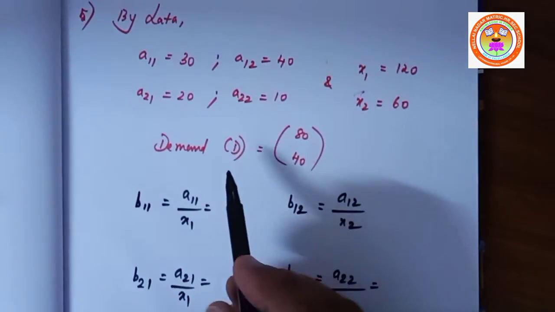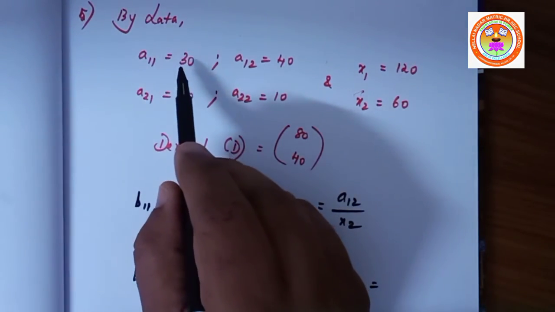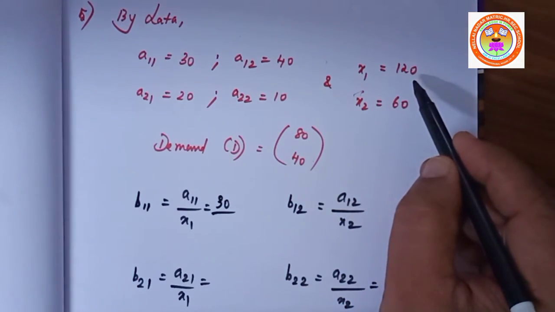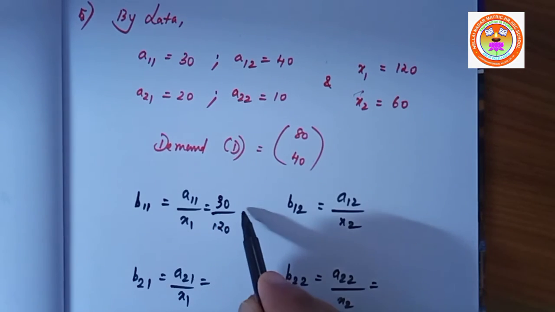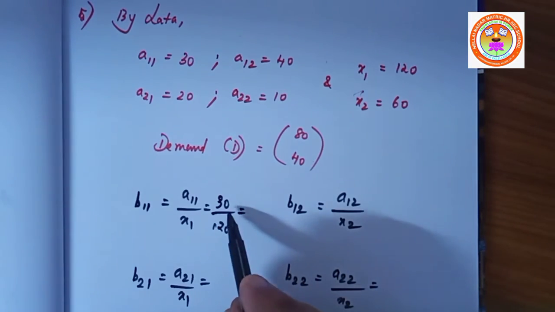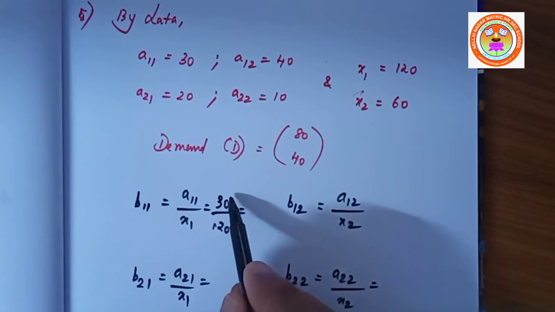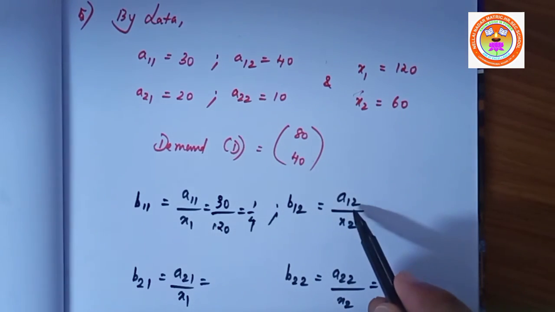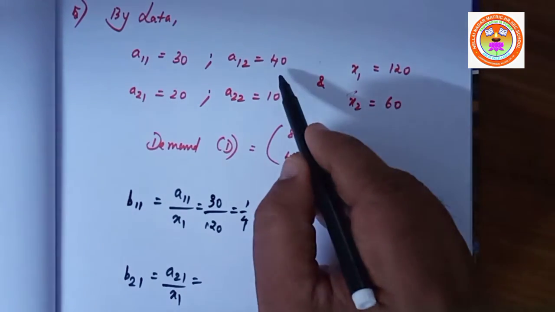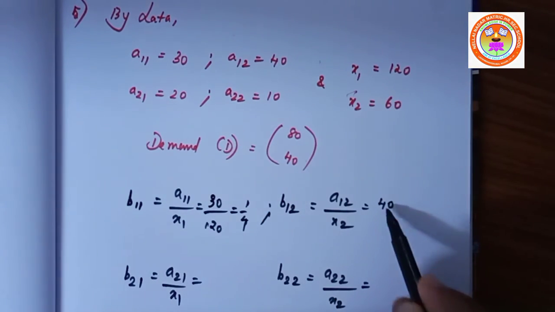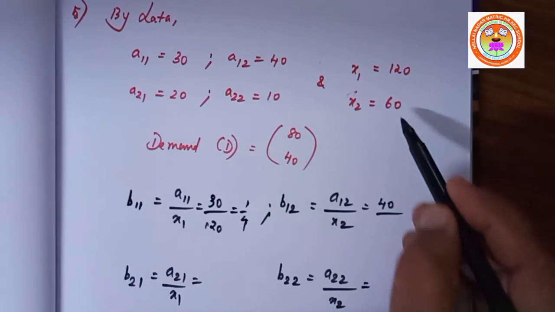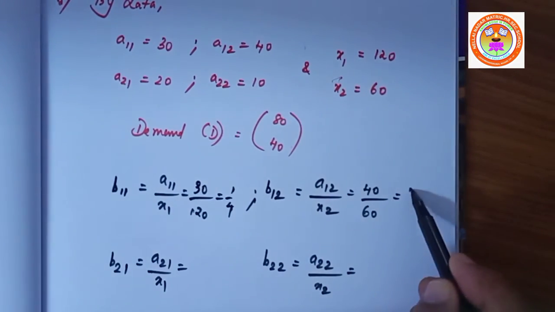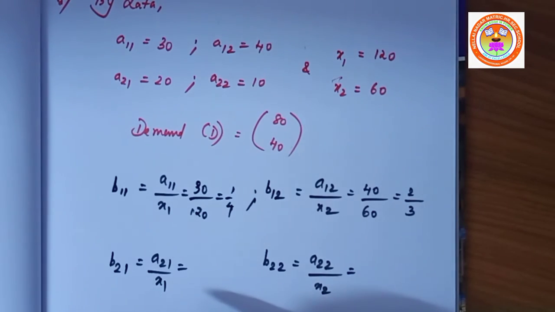A11 value here is 30. 30 divided by X1, that is equal to 120. We can cancel by the 30 table, 1 time, 4 times, that is equal to 1 by 4. Okay. Then A12 divided by X2, A12 here is 40, divided by X2, that is equal to 60. We can cancel by the 20 table, that is 2 times, 3 times, 2 by 3.